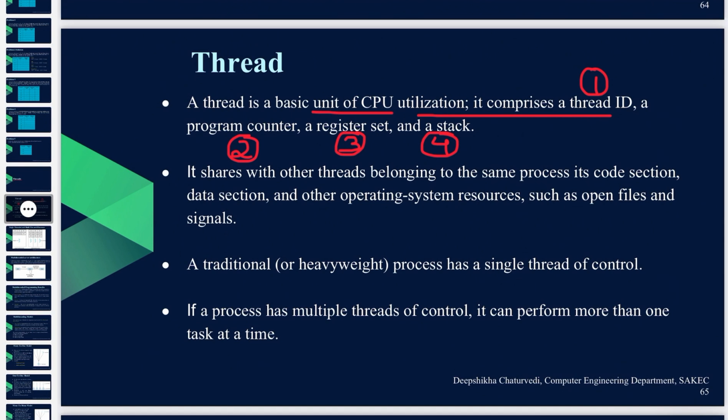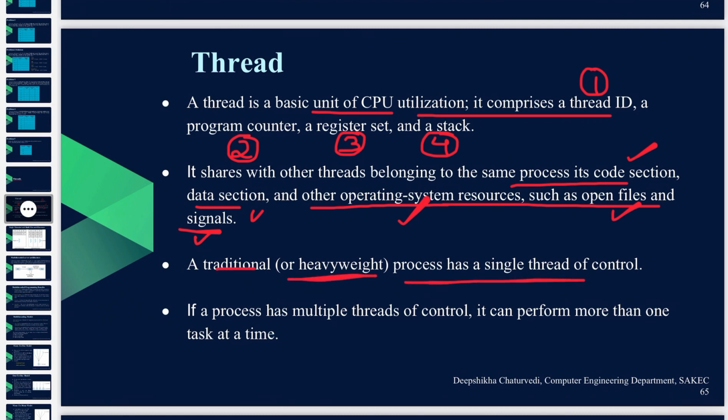It shares with other threads belonging to the same process its code section, data section and other operating system resources such as open files and signals. So what all does a thread share? Its code section, its data section and other operating system resources such as open files and signals. A traditional or heavyweight process has a single thread of control.